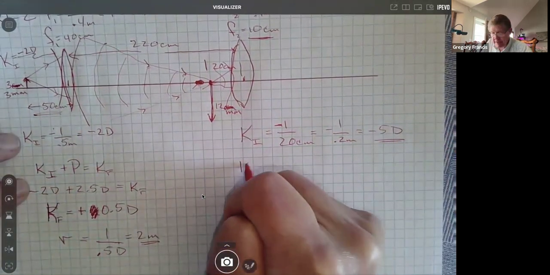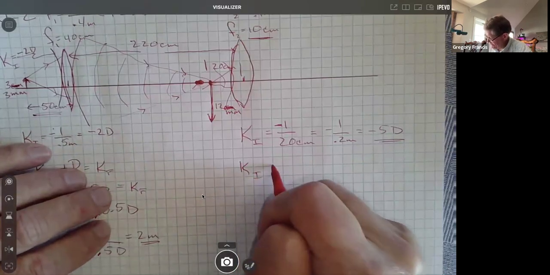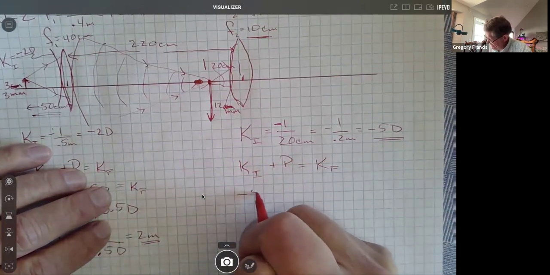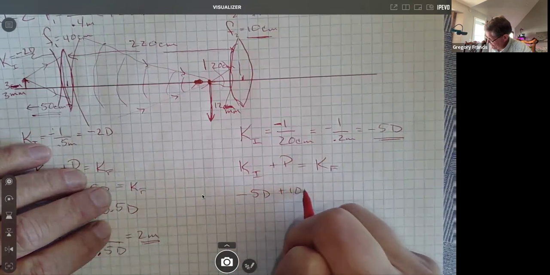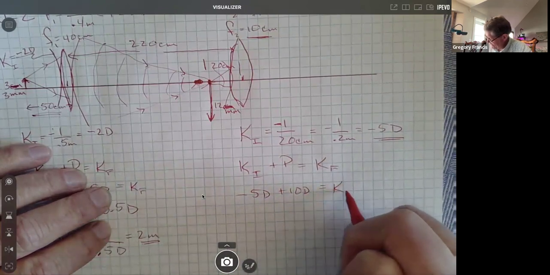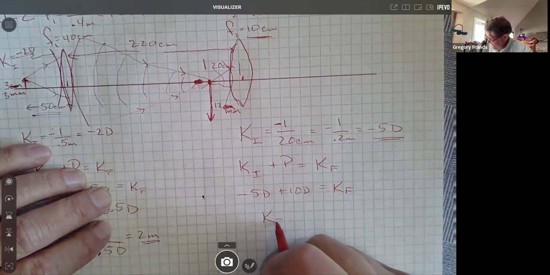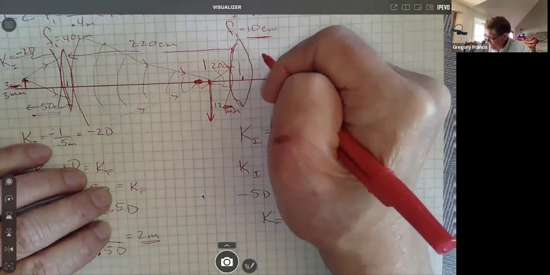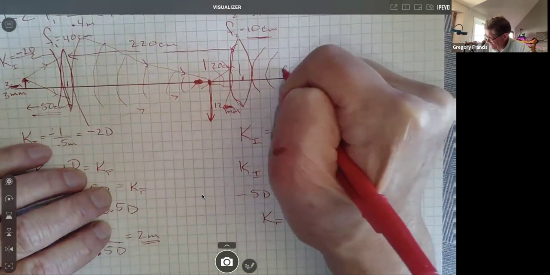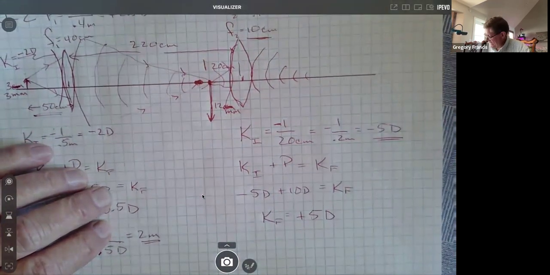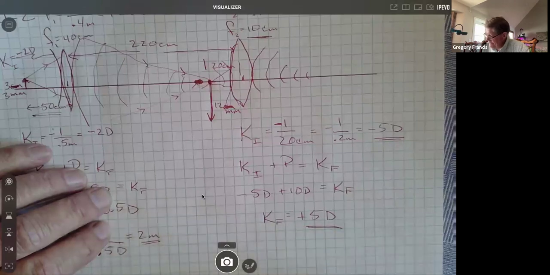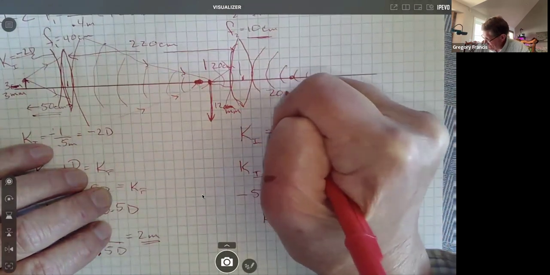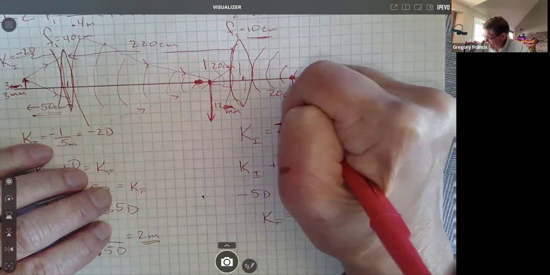So if I use my equation again, K initial plus power is equal to K final. This is a negative 5 diopters. I add 10 diopters, and that gives me my K final. So my K final, negative 5 plus 10, is going to be a plus 5 diopters. So that means it's going to be converging over here. And because this is 5 diopters, that's going to converge now a distance 20 centimeters from the second lens. Okay.